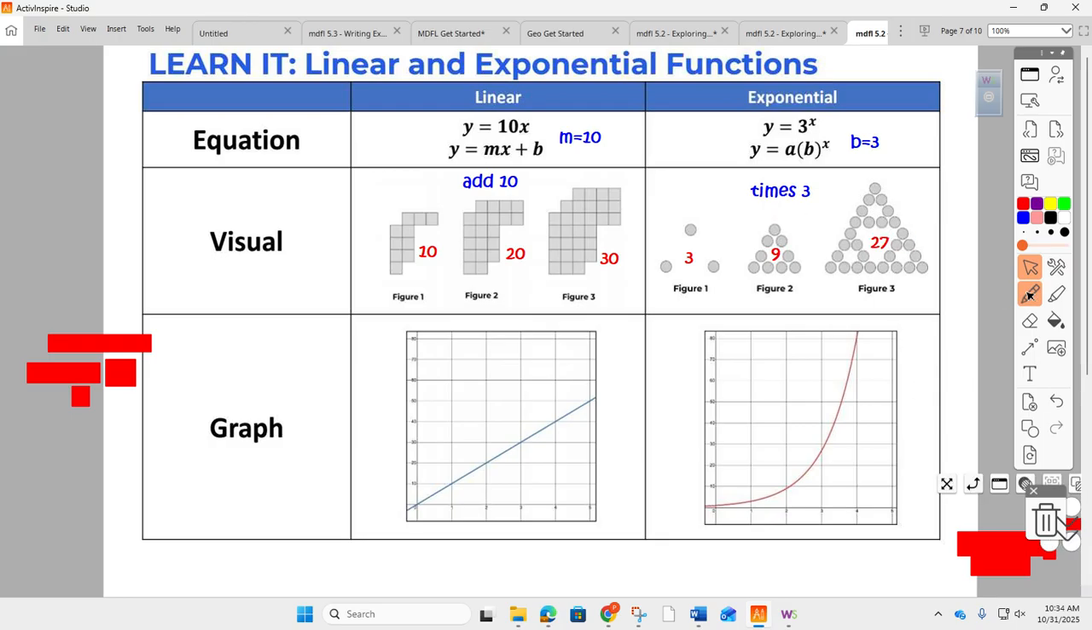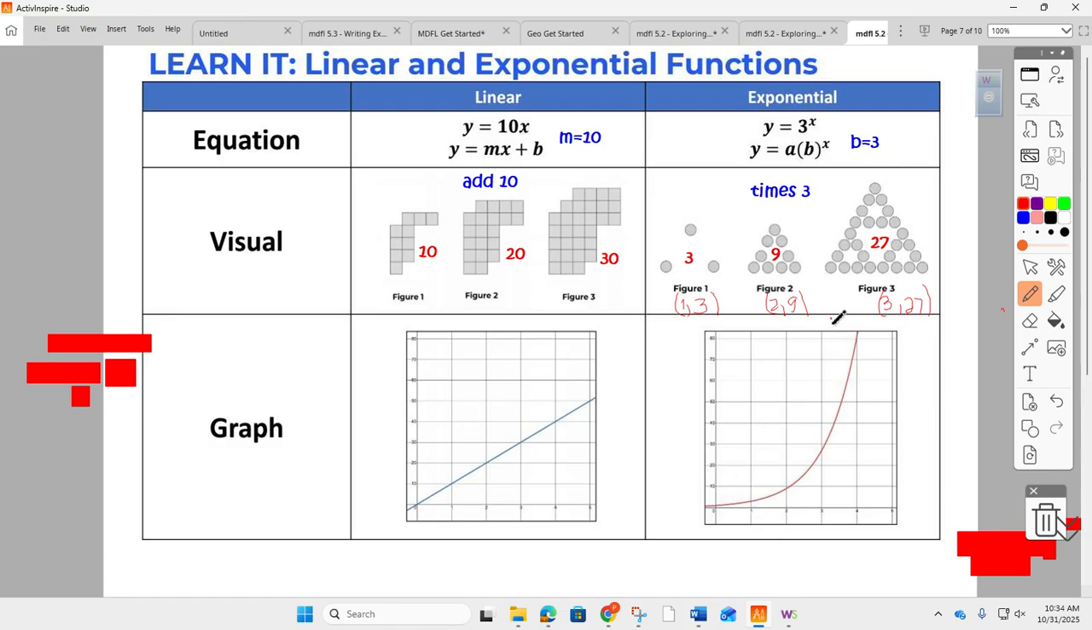If we plot these, this ordered pair would be 1, 3. This ordered pair would be 2, 9. This ordered pair would be 3, 27. So we plot them on our graph, and this is what you get. You get that curve going up from left to right. That growth factor is greater than 1, so we know our y's are increasing.